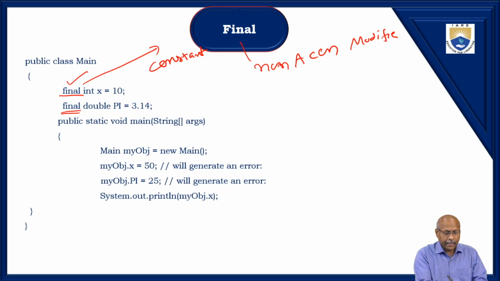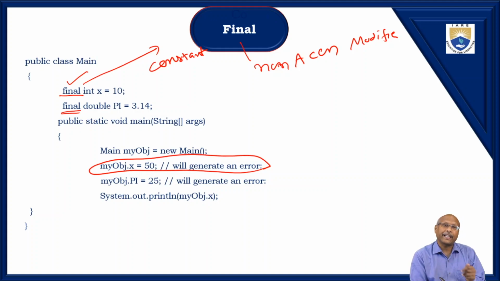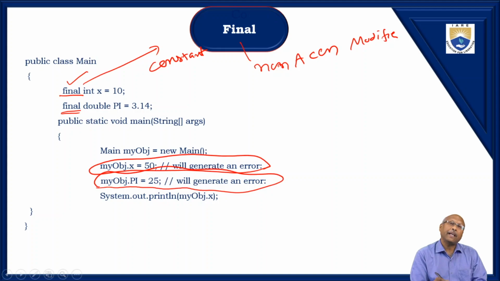So here my x is final, similarly pi is also final. If you try to overwrite this final data, now see, x is final but I am trying to overwrite. If I write my obj.x equals 50, then because x is already final, you cannot assign, so you will get an error. Similarly here also, my obj.pi equals 25. Here I said pi is fixed at 3.140. Lifelong the value should be constant. I cannot modify it, so here also you get an error. If you write this way, it generates an error.